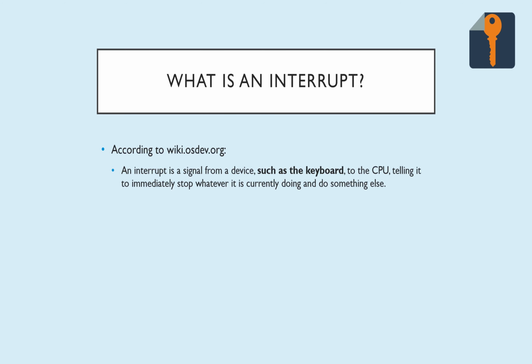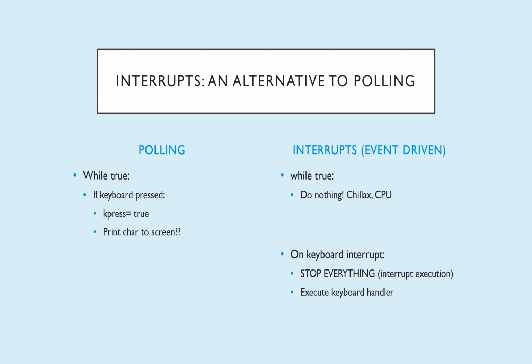So what is an interrupt? Here is a definition from osdev.org. It is a signal from a device such as the keyboard to the CPU, telling it to immediately stop whatever it is currently doing and do something else. On this slide we can see why this might be helpful.